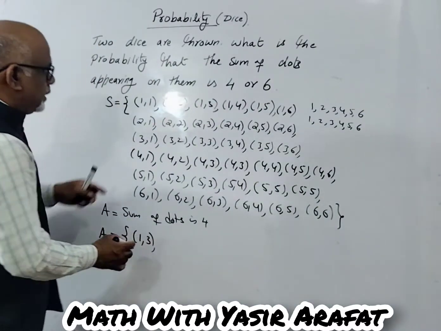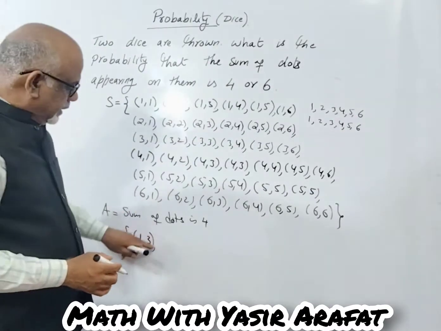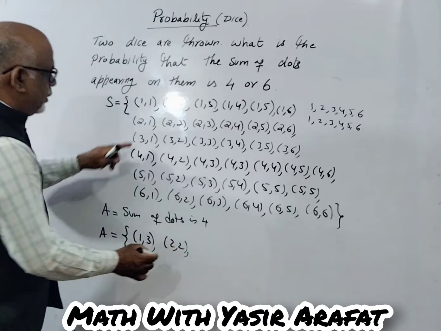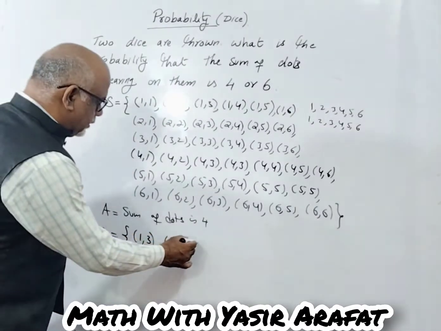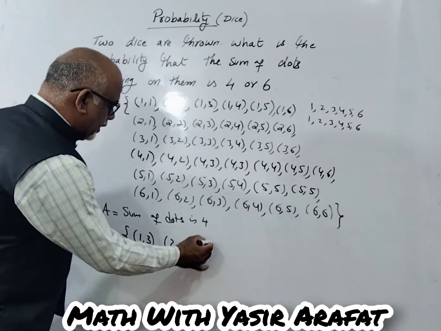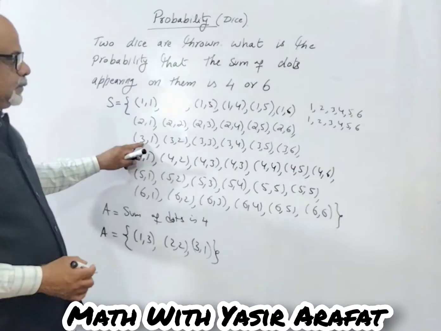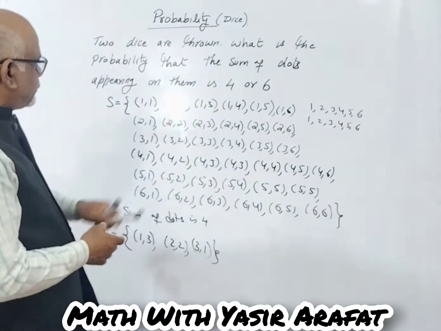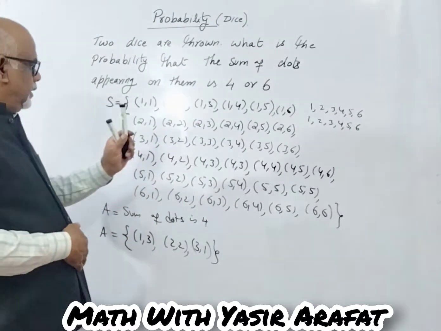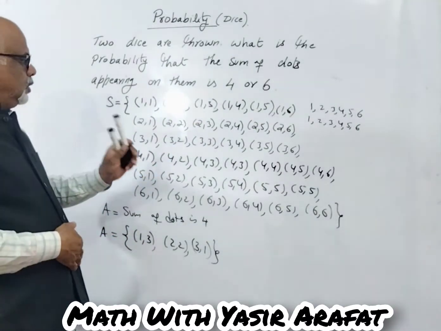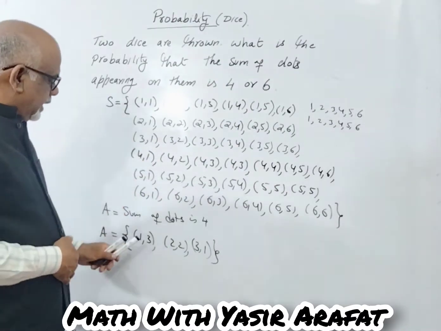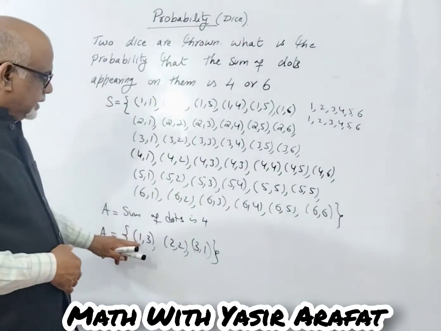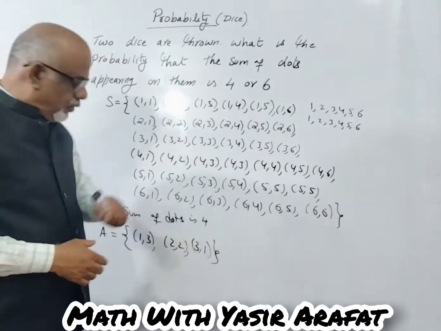So this is 1, 3, 1 plus 3 is 4. Then 2, 2, 2 plus 2 is 4. Then 3, 1, 3 plus 1 is 4. So there are 1, 2 and 3: 1, 3, then 2, 2, then 3, 1. So there are 3 ordered pairs whose sum is equal to 4.